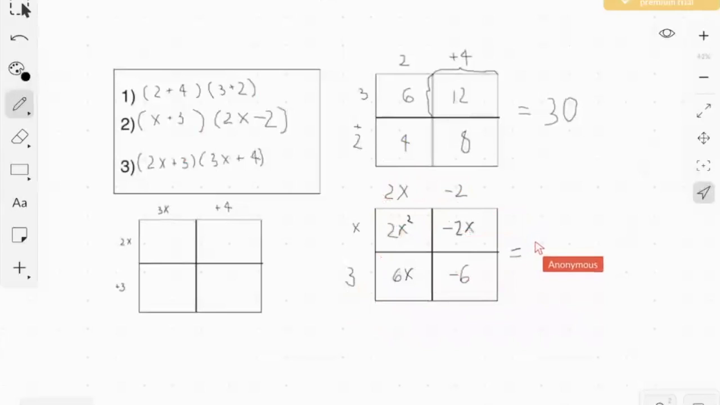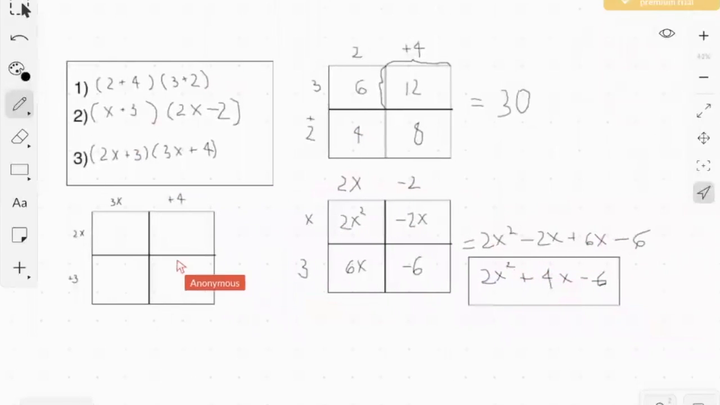So in this case, our terms are 2x squared plus negative 2x, which is just minus 2x, plus 6x, which is just 6x, and then minus 6. We can combine these two terms into 2x squared, just plus 4x, and then minus 6. And we can't really further simplify anything, so that's our answer. Now let's look at a third example, just to make sure that you guys understand it.